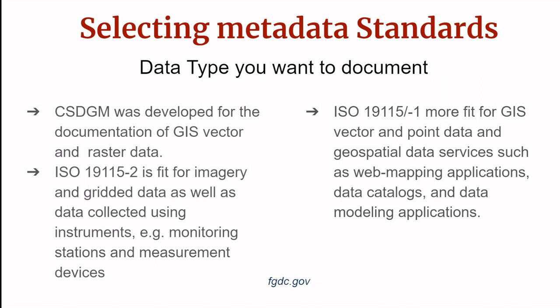ISO 19115 series part 1 would do more for vector data, web mapping applications, data catalogs, and probably data modeling applications. But ISO 19115 series part 2 is fit for imagery or gridded data, and you would need to make these decisions based on the data that you choose.